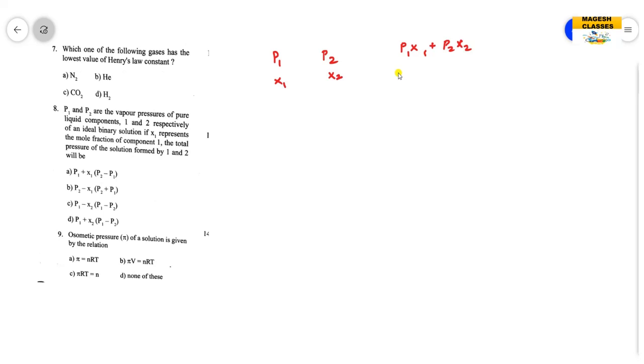There are two gaseous components present in this case. So it is the mole fraction into partial pressure of component 1, plus the mole fraction into partial pressure of component 2, is equal to the total pressure. We know that partial pressure is equal to mole fraction into total pressure. And one more equation: the mole fraction of component 1 plus component 2 is equal to 1 for any binary solution.